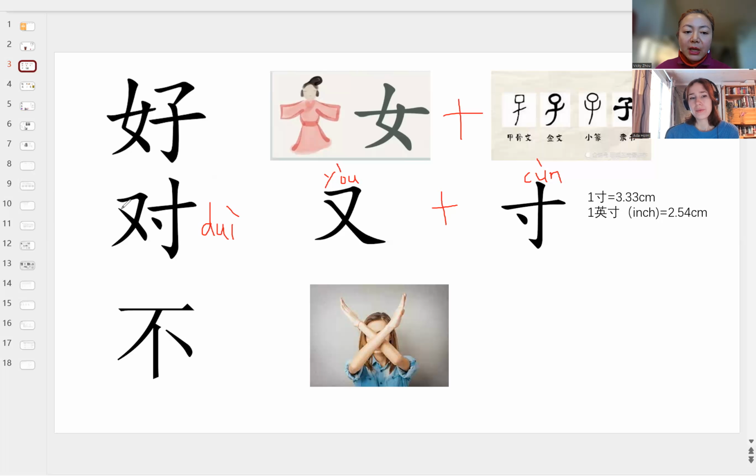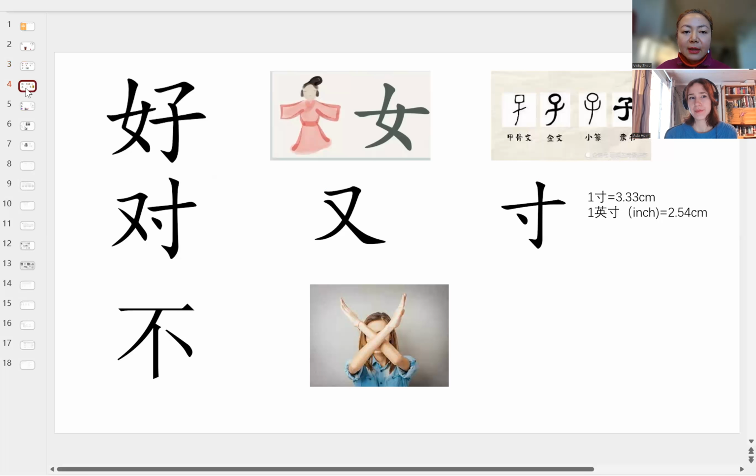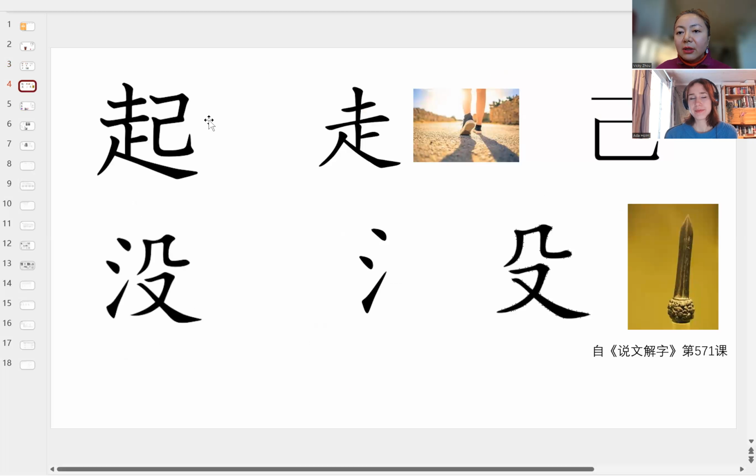Correct. This one, what is this character? That's 不. Yes, 不, what does it mean? It's like no. 对的，不 no 不。好 good. Recognize all of them. 好的, continue. Now let's continue this part.